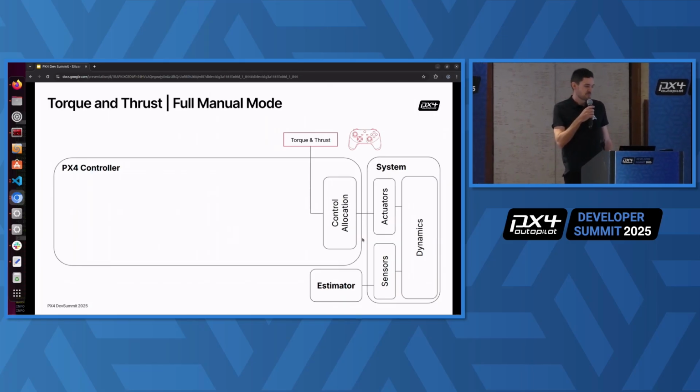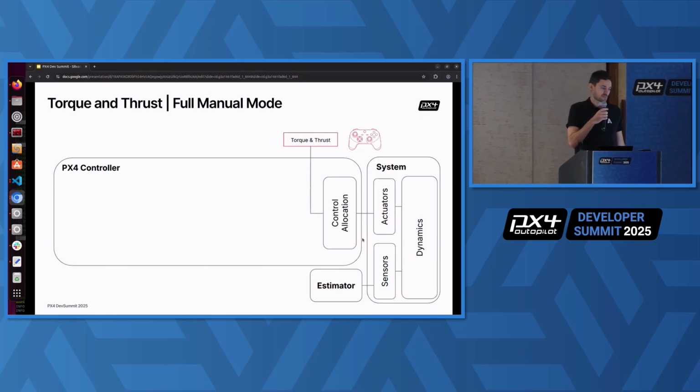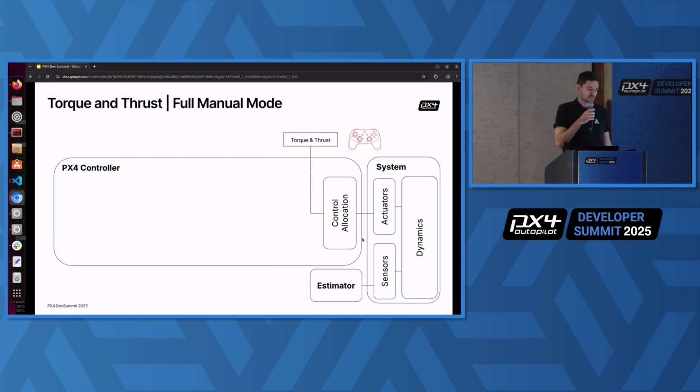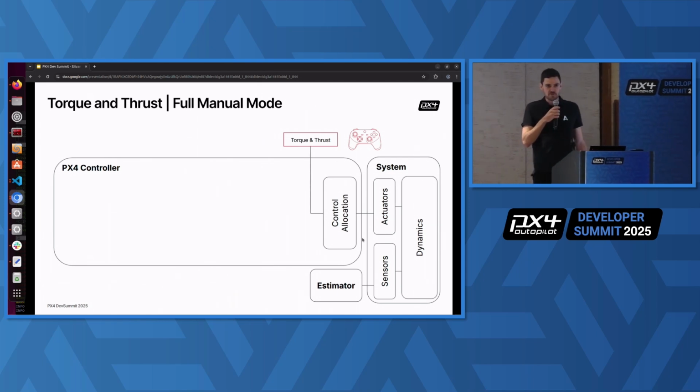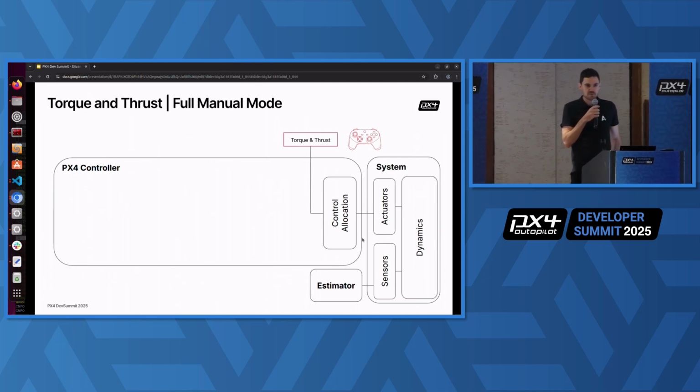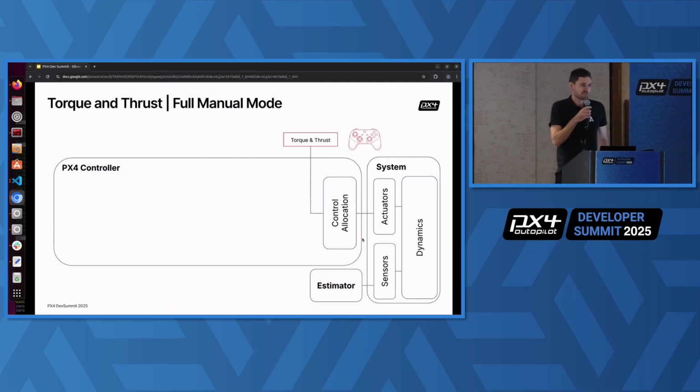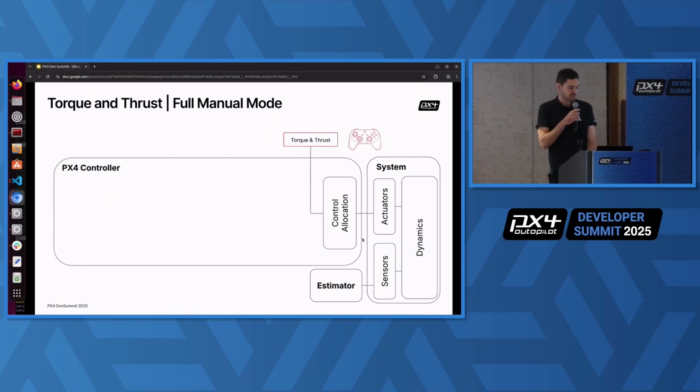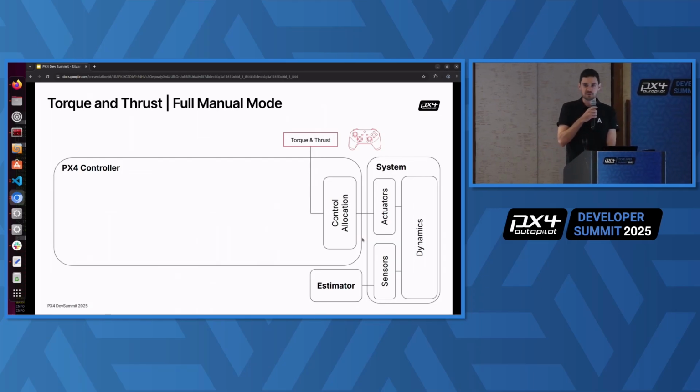Starting with the full manual mode, there the pilot gives normalized torque set points into the system, and all PX4 does on the control side is mixing those inputs to deflections on the servos. Thrust is also directly fed through from the remote control to the actuators.